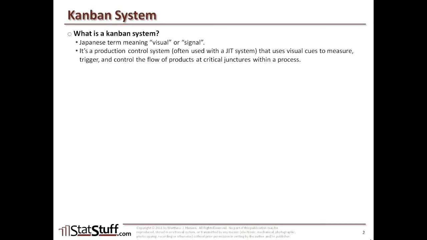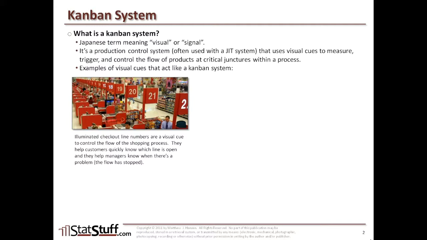So a Kanban system is basically a production control system, typically with a just-in-time inventory system, and it uses visual cues that are used to measure, trigger, or control the flow of items going through a process, especially at critical junctures within the process. So let's walk through a couple examples that you might have seen in an everyday type of situation. First of all, like at a grocery store where you see illuminated checkout line numbers, those are typically illuminated as a visual cue to shoppers to know how to improve the flow for their purchase process.